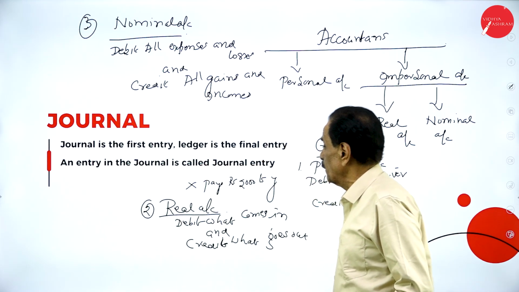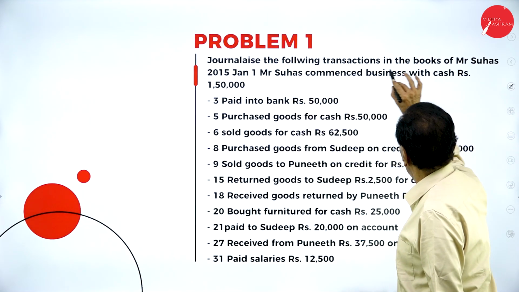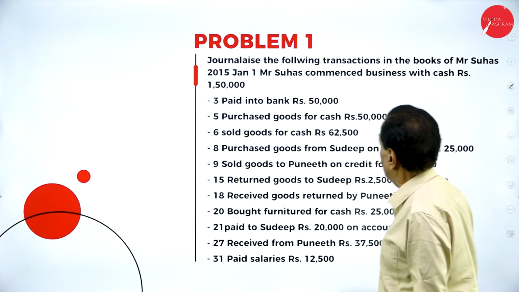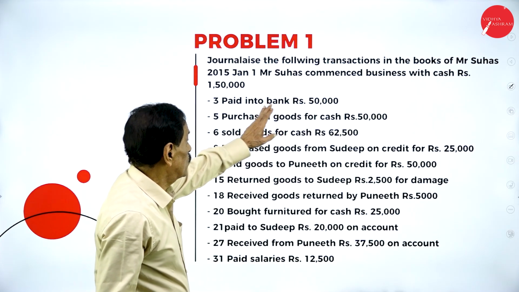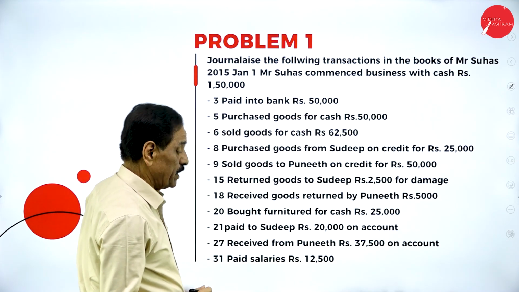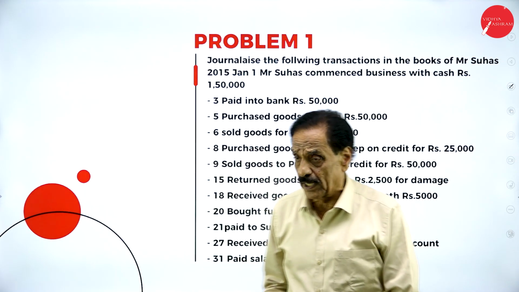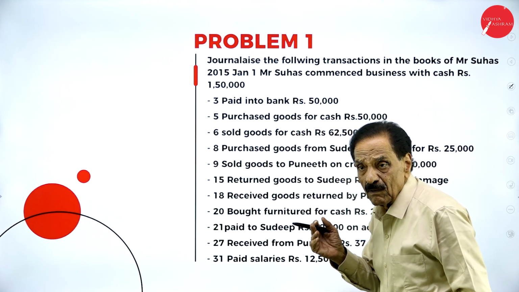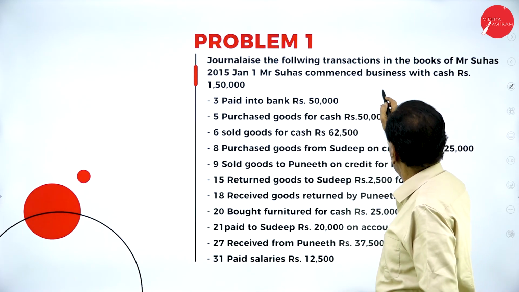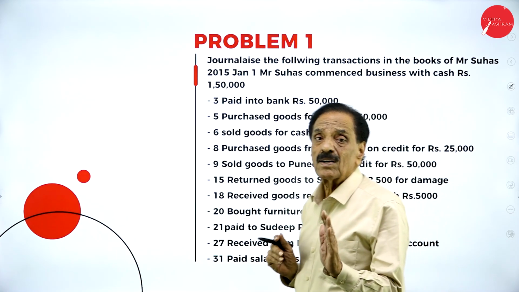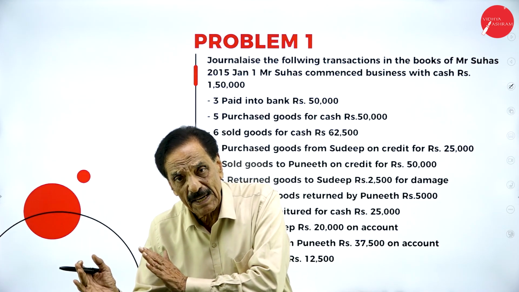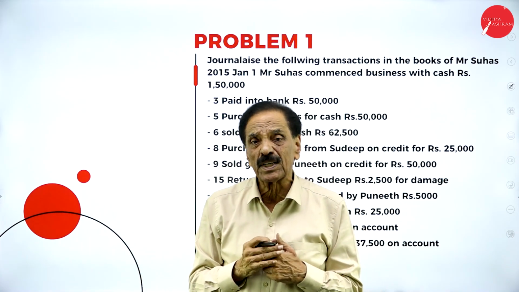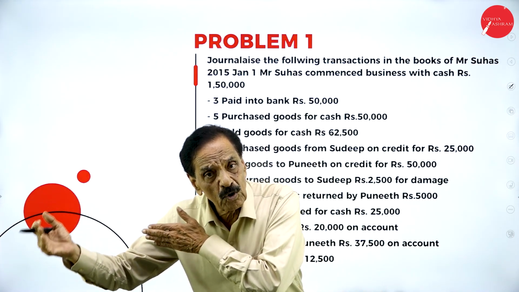We move on to the problem now. Journalize the following transactions in the books of Mr. Suhas. 2015, January 1st. Suhas commenced the business with cash of rupees 1,50,000. So what is coming in? 1,50,000. Who contributed? Suhas. Suhas is a personal account. What does the personal account say? Debit the receiver, credit the giver. Who is the giver? Suhas. His account should be credited.